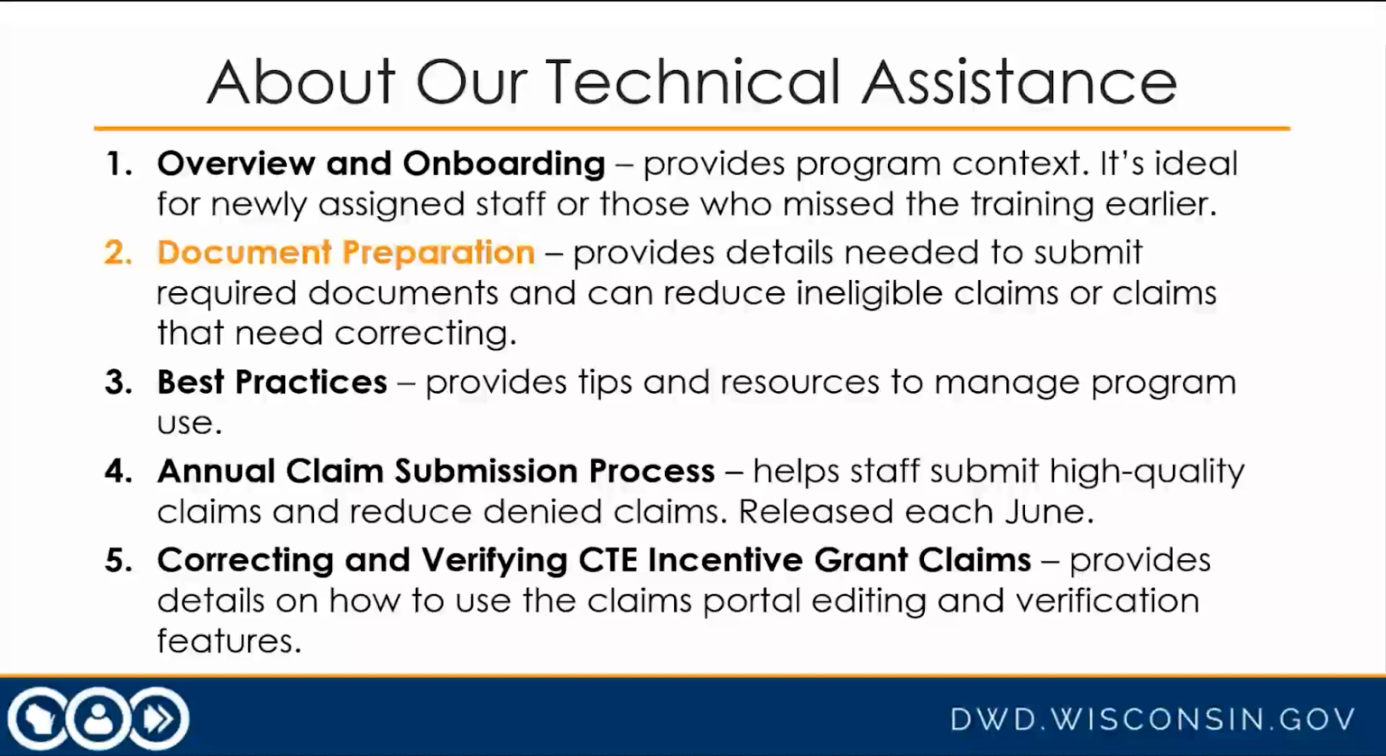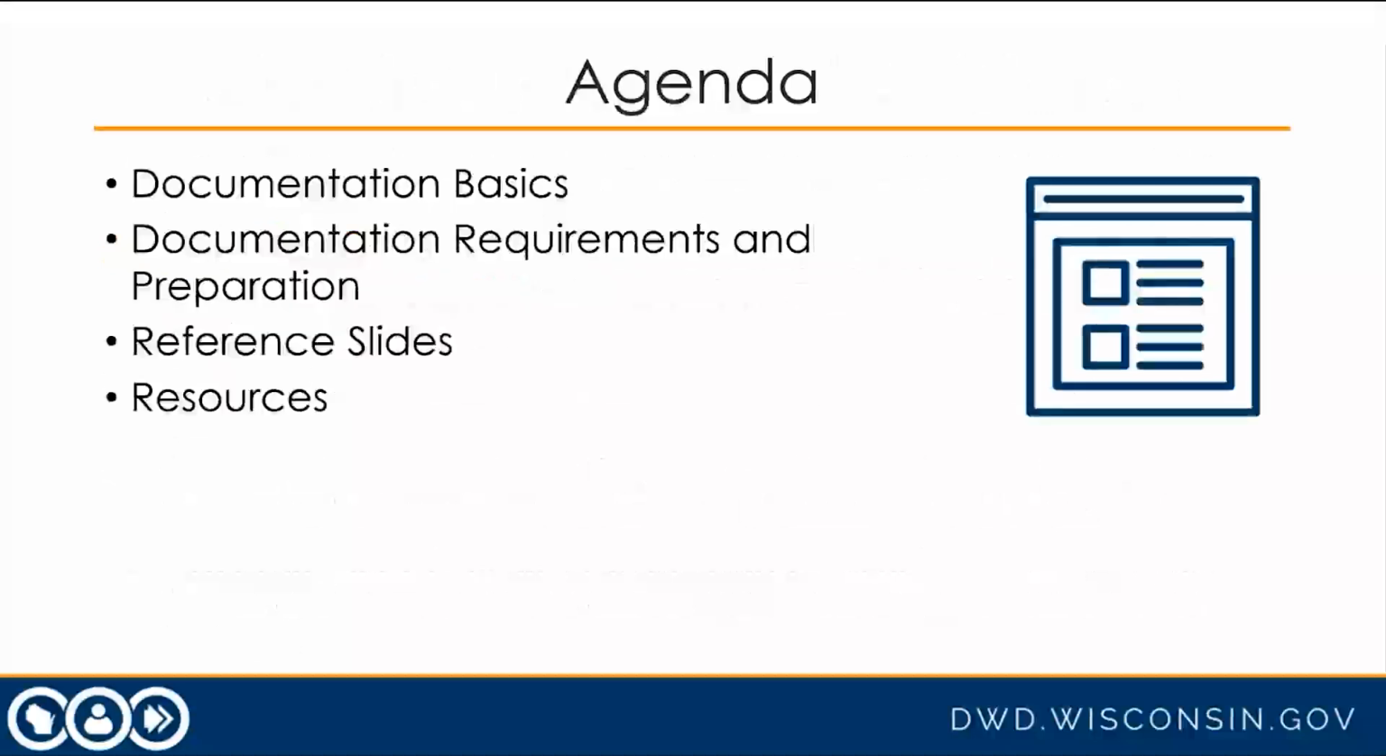The annual claim submission process session is revised each year and supports district and school staff in submitting high-quality claims and reducing denied claims. It is released each June. The Correcting and Verifying CTE Incentive Grant Claims session provides details on how to use the claims portal's editing and verification features. In this session, we will cover program basics, documentation requirements and preparation.